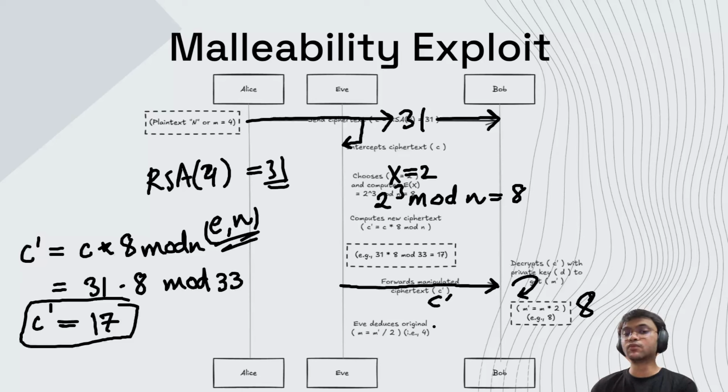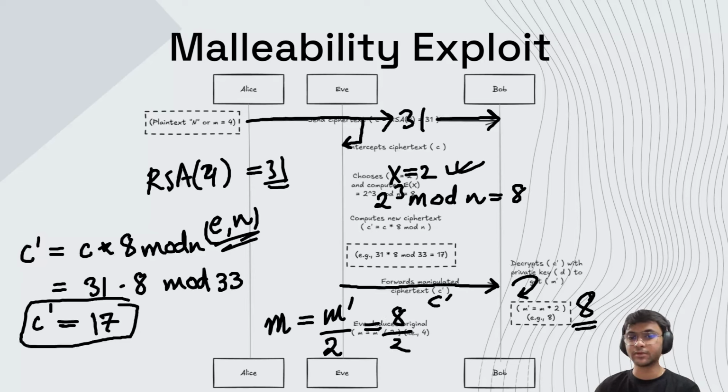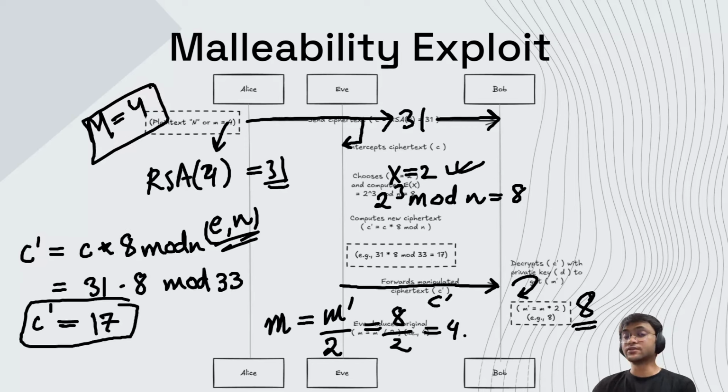Eve knew what the multiplier was. The multiplier that Eve chose was 2. So Eve now knows that the decrypted value was 8, and the multiplier that Eve chose was 2. So the plaintext must be the modified plaintext divided by 2, which is 8 divided by 2, which is 4. This is exactly what Alice set out with. They wanted to send over plaintext 4. This is how the malleability exploit works in RSA. It uses RSA's multiplicative property.